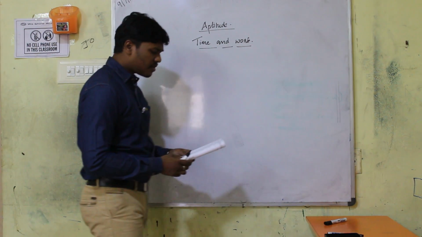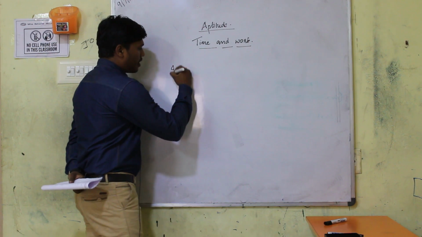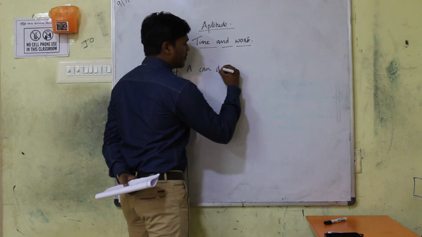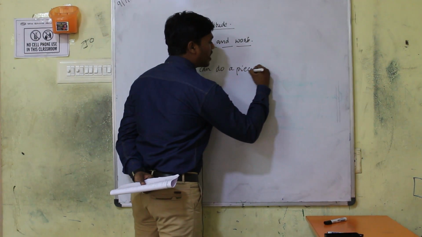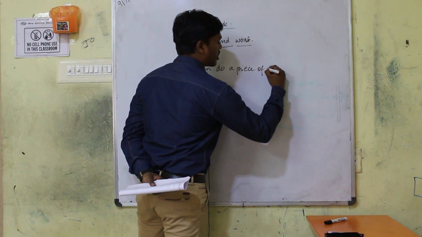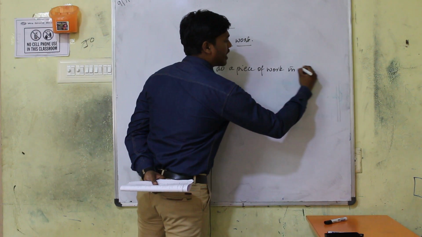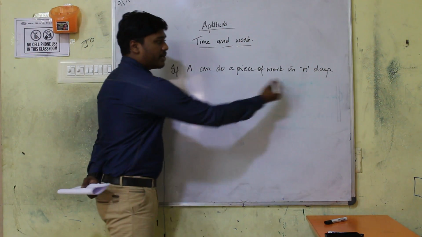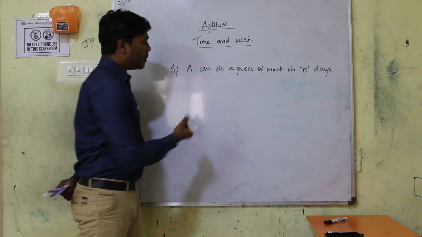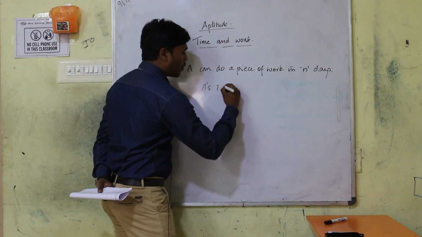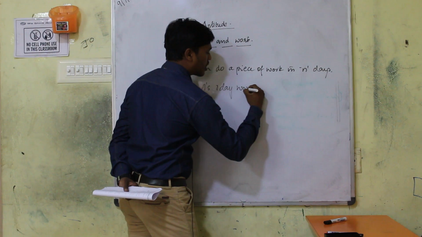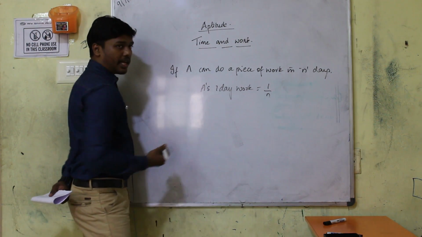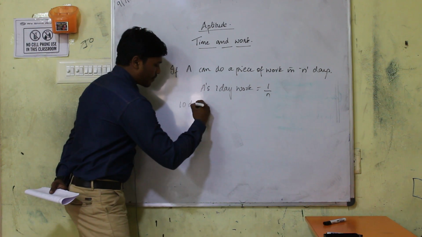Time and work is, if a person A can do a piece of work in n days, his 1 day work, so A's 1 day work, would be 1 by n. For example, take a person who can do a work in 10 days.